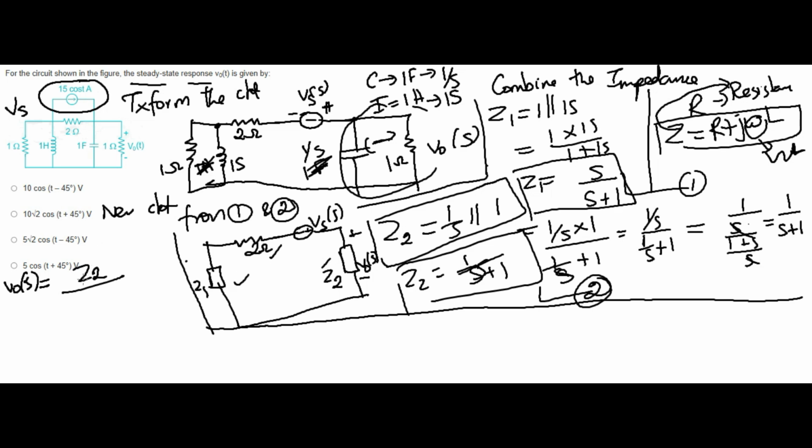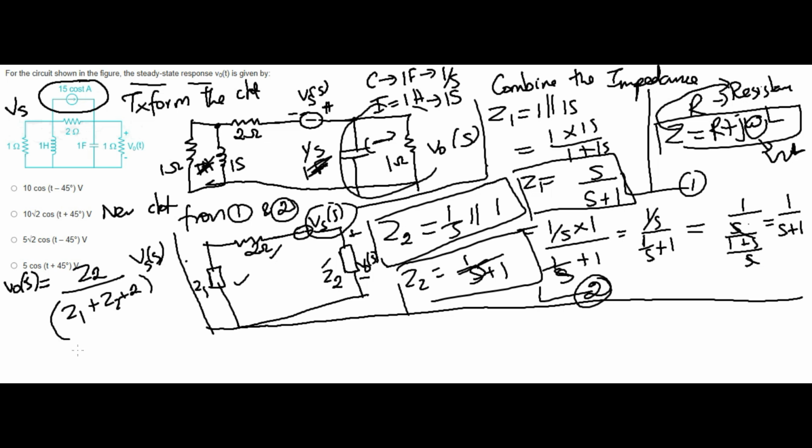Yes, that's right. So Z1 plus Z2 plus 2. Okay, into you have to just make the Vs of s, is it right? So this one also we have to multiply, right? The associated voltage, so Vs of s. Okay, that's all.